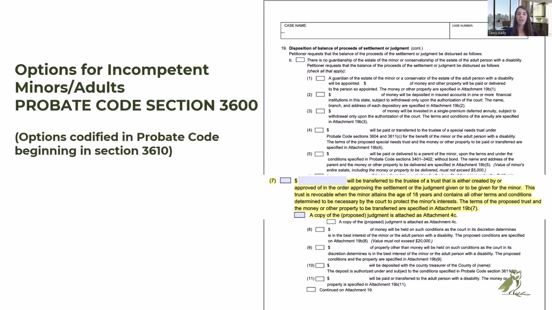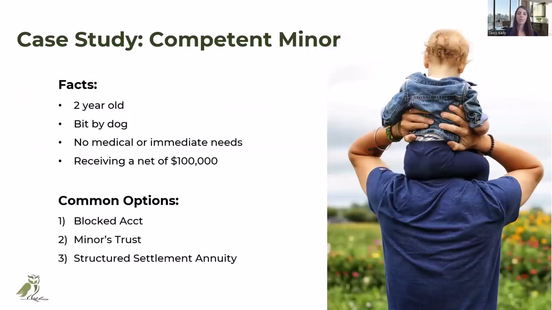But as Steve has highlighted, it's a buffet, and increasingly we're seeing a combination of these items used, especially in big cases, but you'll see through these examples where we're using each of these different options. And so, we're going to go through a competent minor, and I tried to make it the most simple case.